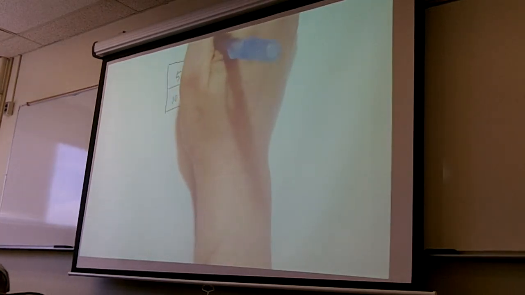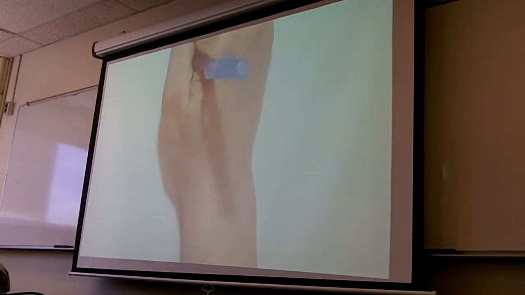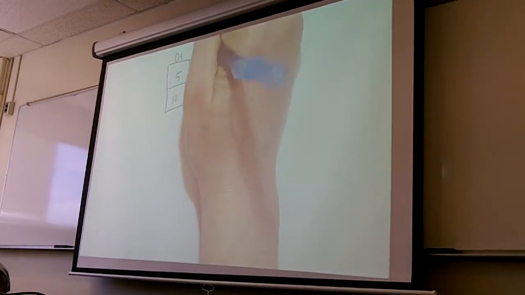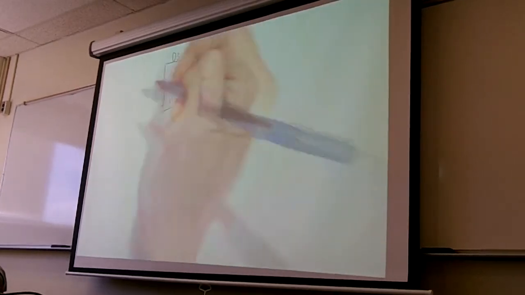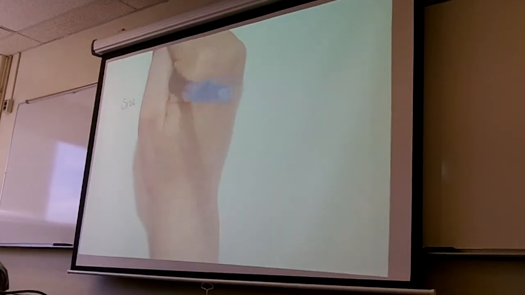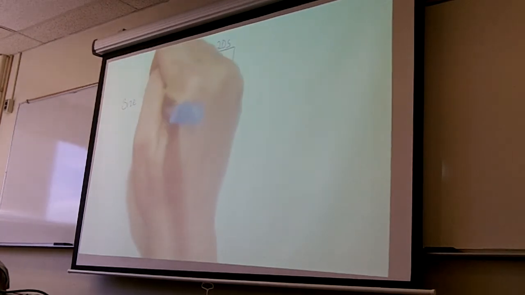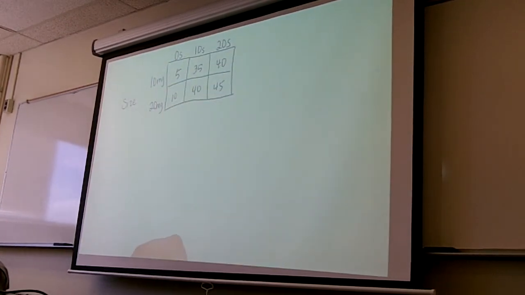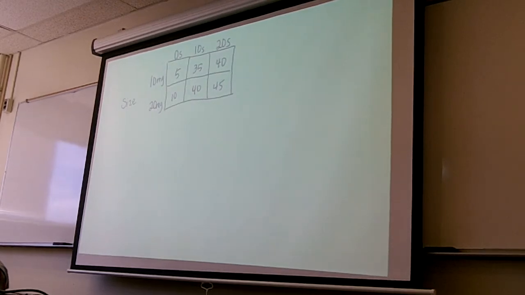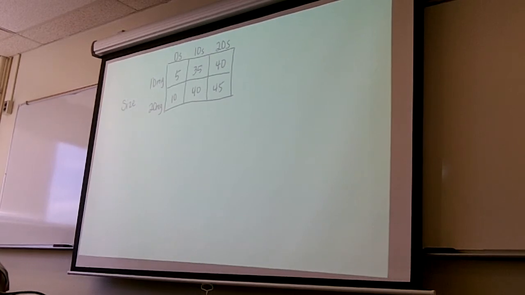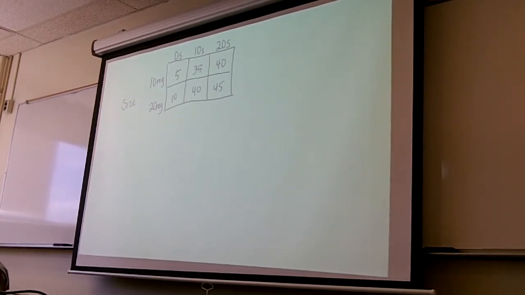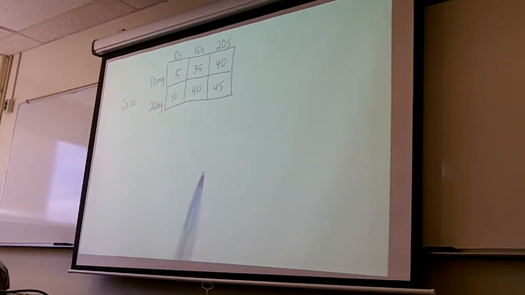This is delay: 0 seconds, 10 seconds, 20 seconds. And this is size. This is 10 milligrams. How do I figure out if there's a main effect of size? What do I do? We've got to add and take an average for main effects, right? So what am I adding?